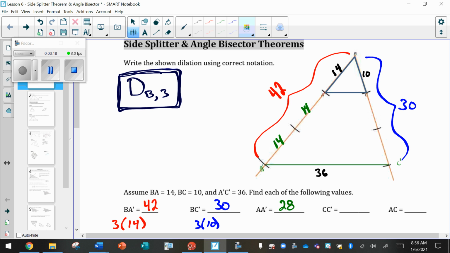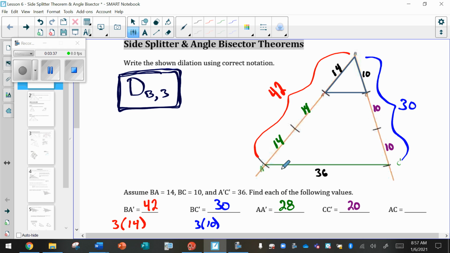Similarly, on the right-hand side, each one of these segments here in between B to C, C to the next mark, and then that mark to C prime, each one of those is the same size, so they're each 10. Adding 10 plus 10 together, we get 20.